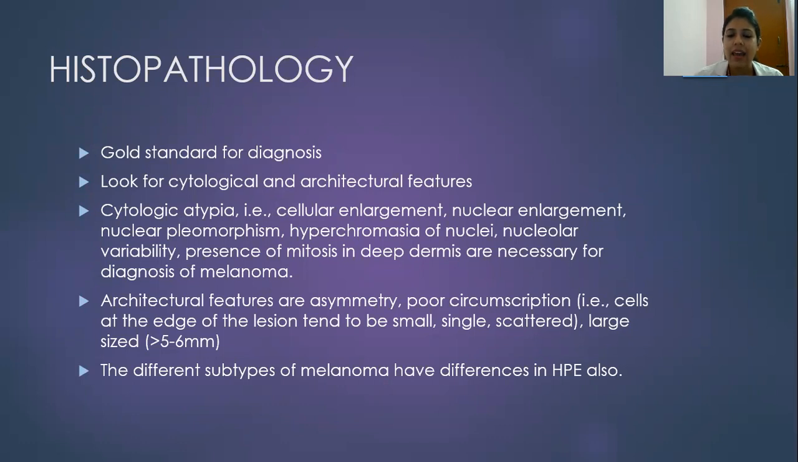Architectural features are asymmetry, poor circumscription. The cells at the edge of the lesion tend to be small, single, scattered, and the lesion is large, more than 5 to 6 mm. These are architectural features.